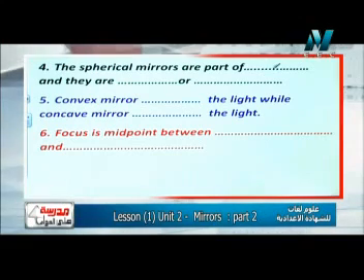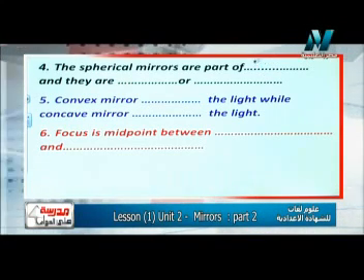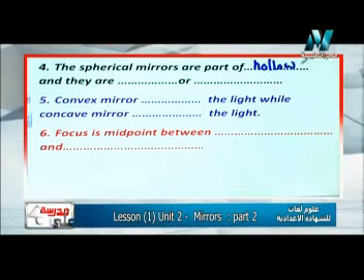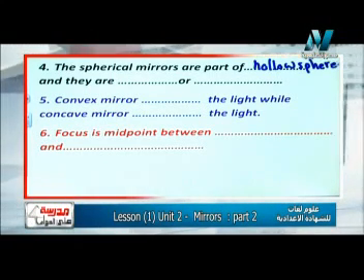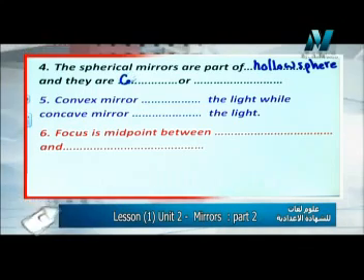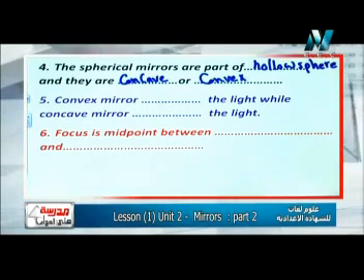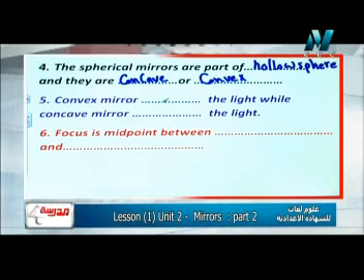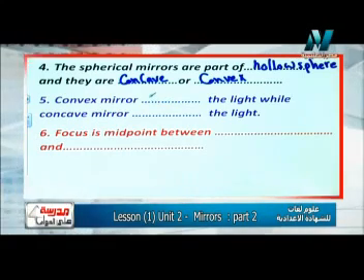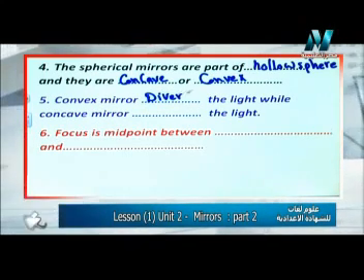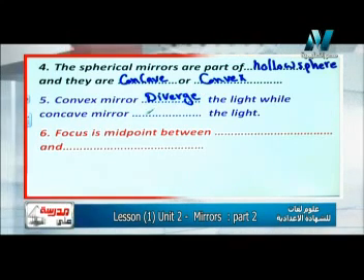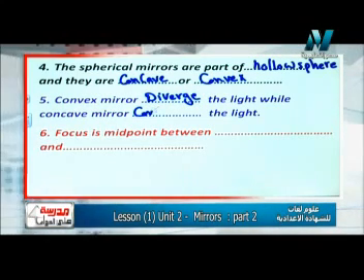I have some questions related to these points on the monitor. It says the spherical mirrors are a part of what, and they are what or what. The spherical mirrors are part of a hollow sphere, and they are concave or convex. Convex mirror, what does the light do? It diverges, meaning it separates. Concave mirror converges the light.